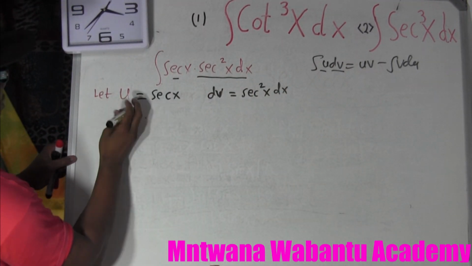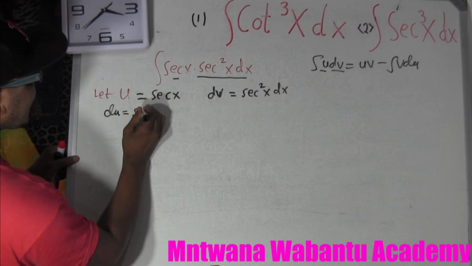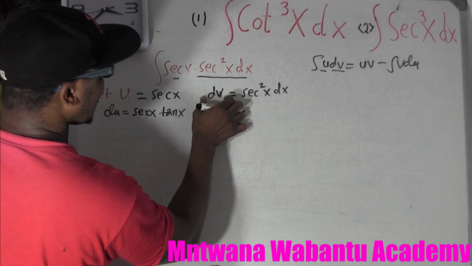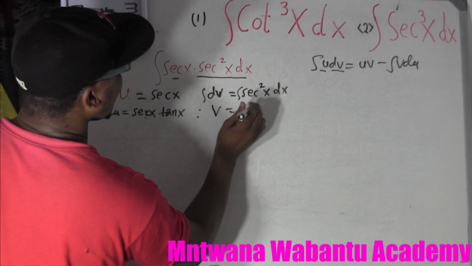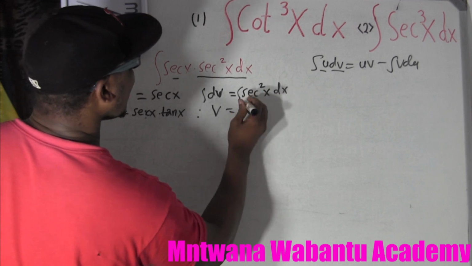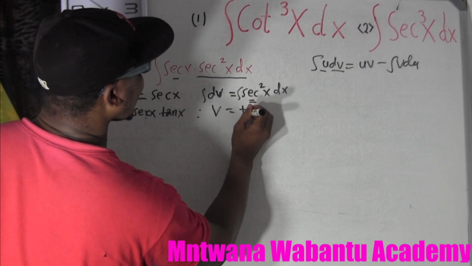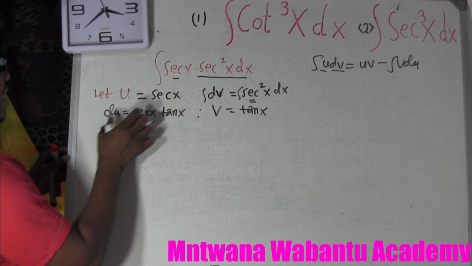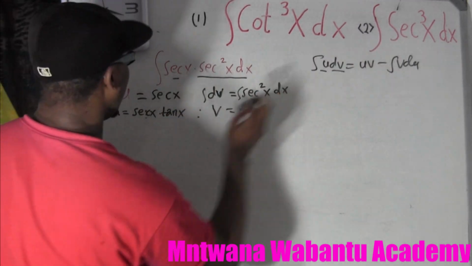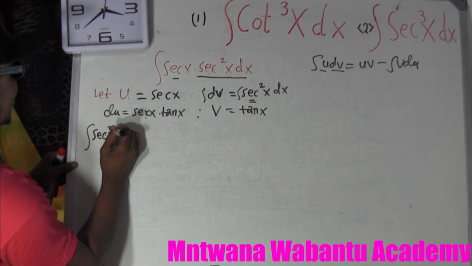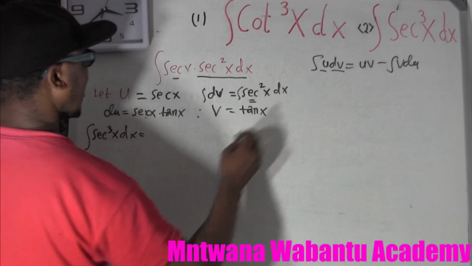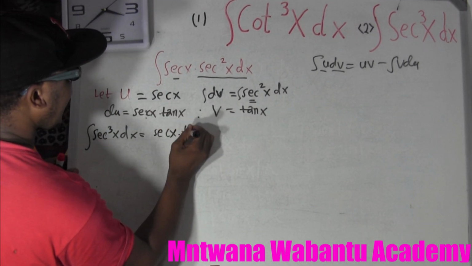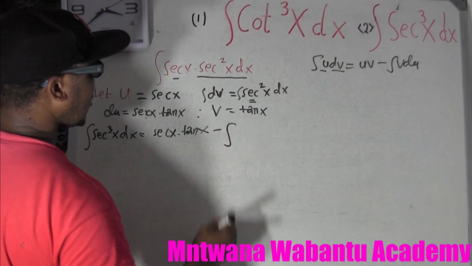Now differentiate the first one. When you differentiate sec, you get du equal to sec x tan x. Now integrate dv. When you integrate dv, it's going to give you v. When you integrate sec square, you get tan x. So what I'm going to do now is substitute into the equation. I'll say the integral of sec cube equals u times v, sec x tan x, minus the integral of v du.